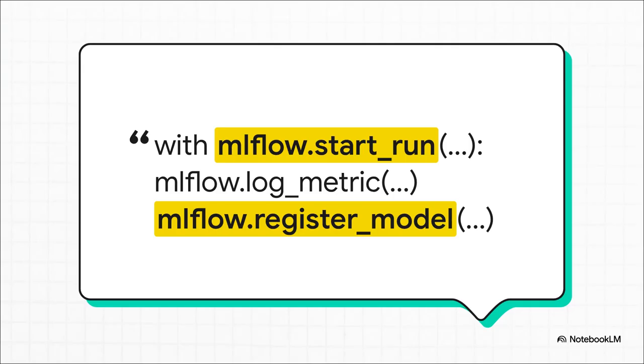Now this is where you see true governance in the machine learning process. This with mlflow.start_run block in the training script is absolutely critical to Elias's architecture. Everything that happens inside it, every hyperparameter, every performance metric, even the final model artifact, is automatically captured and versioned by MLflow. This gives you 100% reproducibility.